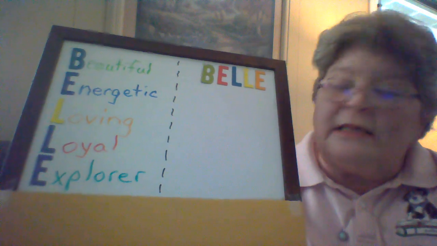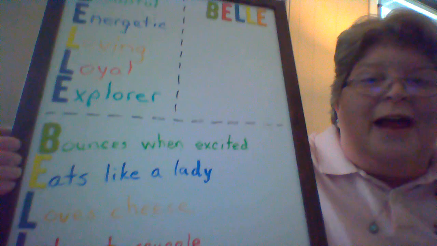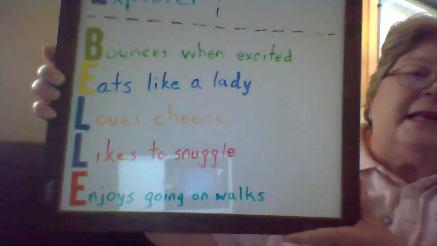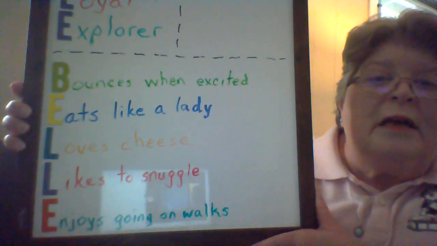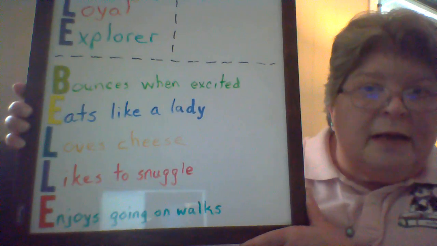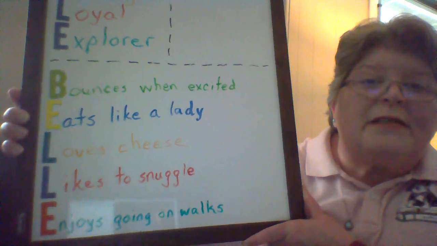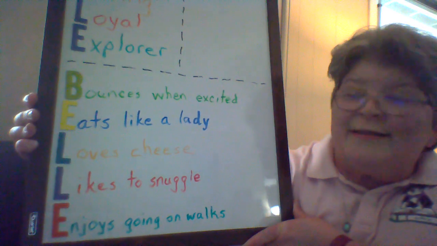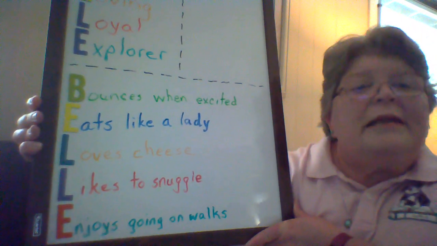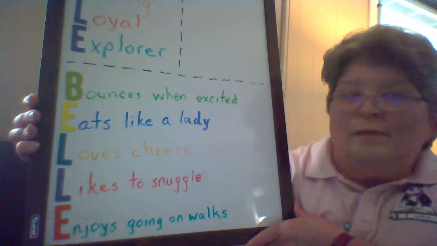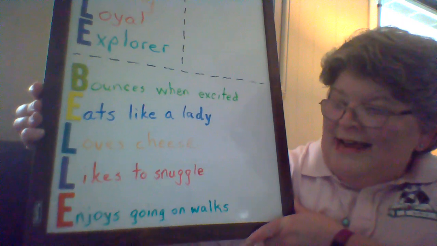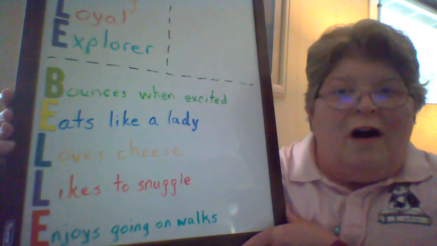And sometimes this is a little bit easier because you can use some verbs in there and describe your subject using a phrase or a sentence. So here I have the same subject, Bell, only this time my acrostic poem goes B, bounces when excited. E, eats like a lady. L, loves cheese. L, likes to snuggle. E, enjoys going on walks.